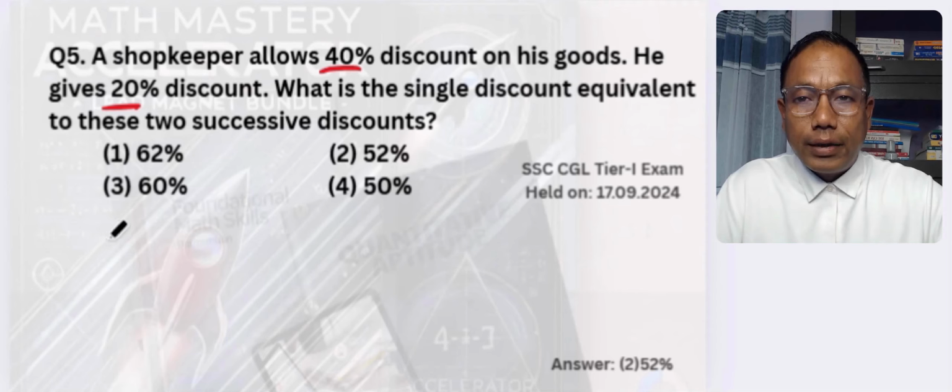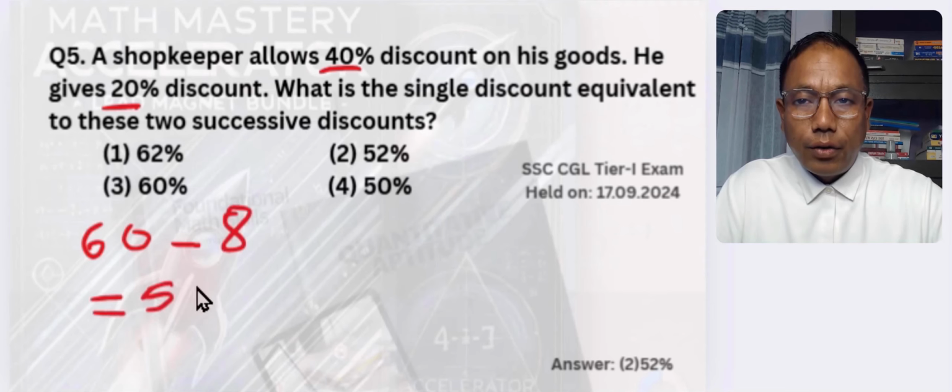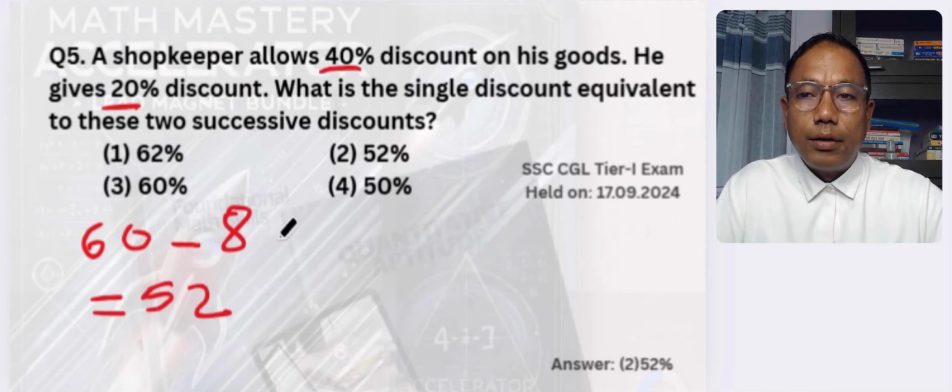40 plus 20 is 60. Minus 2 4s are 8. We have 0, 0 cancel. 60 minus 8 is 52. That's the right answer. Option 2 is the right answer.